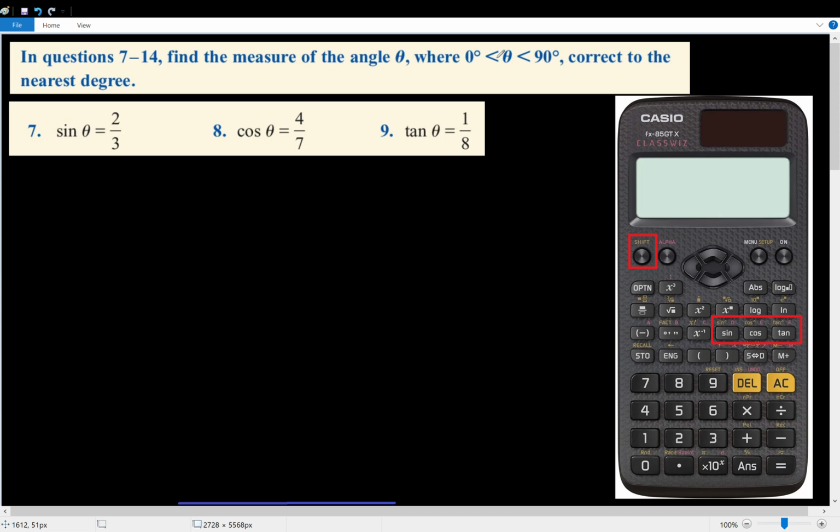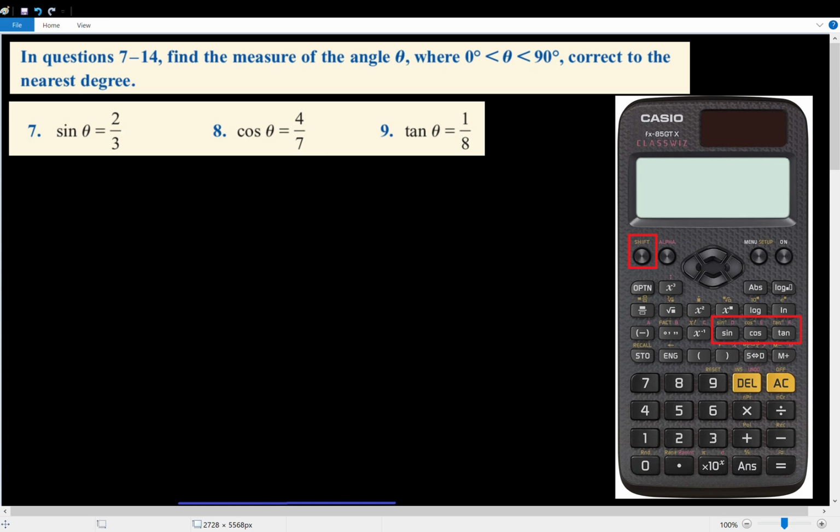This is questions 7, 8 and 9 from exercise 4.1 in Project Maths 3A. In the questions we've got to find the measure of the angle theta, where 0 degrees is less than theta, which is less than 90 degrees, correct to the nearest degree. In other words, theta is an angle between 0 and 90 degrees. That's all they're saying in this bit just here.